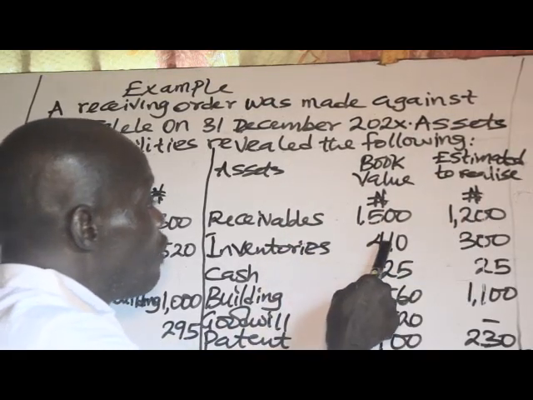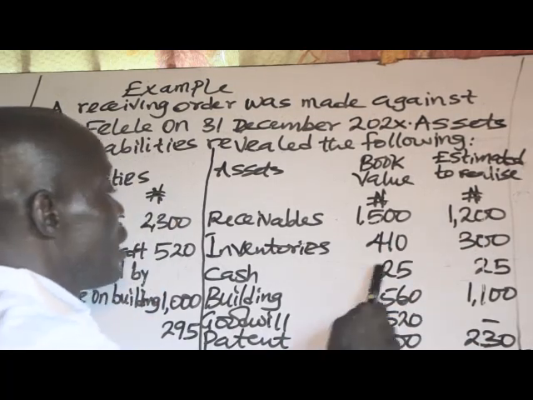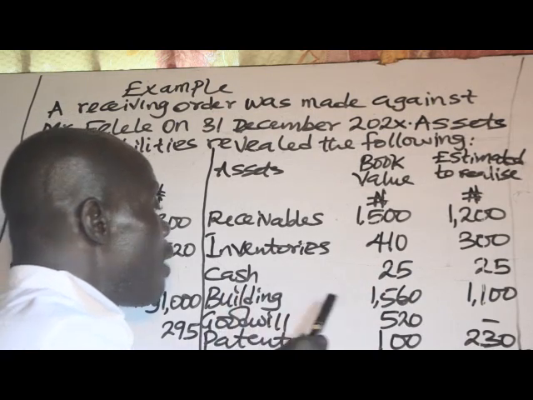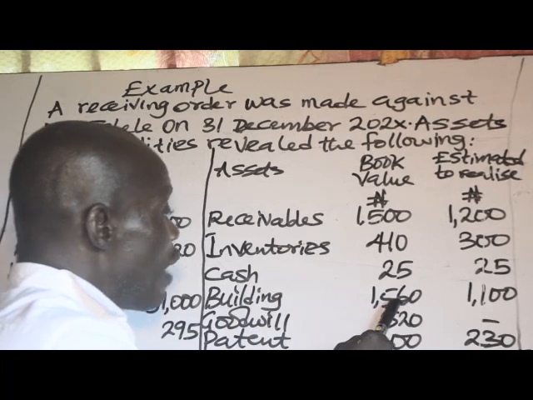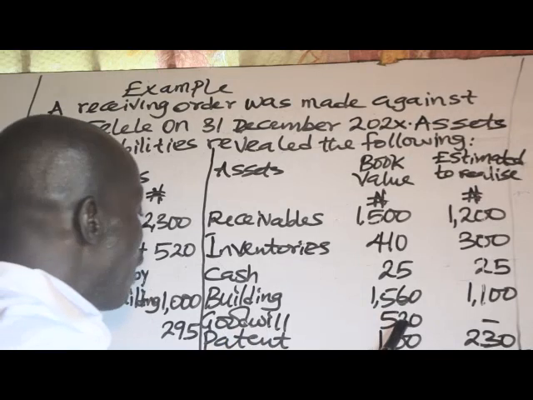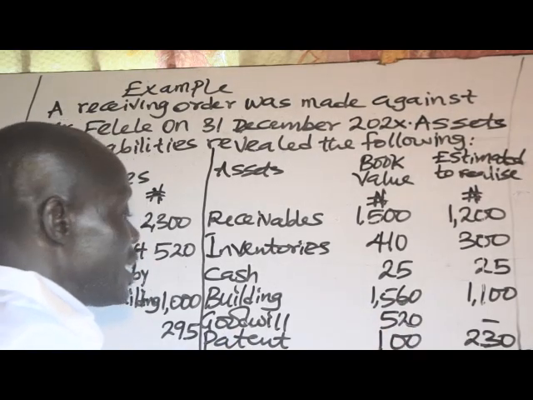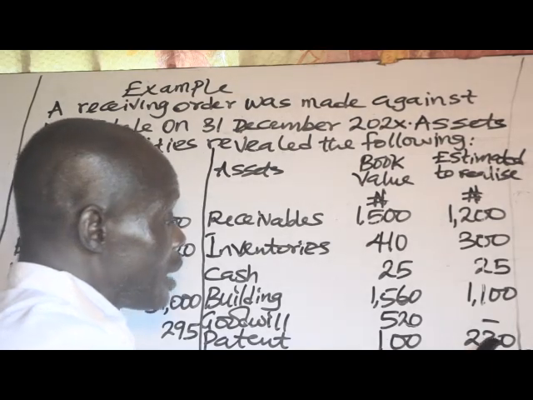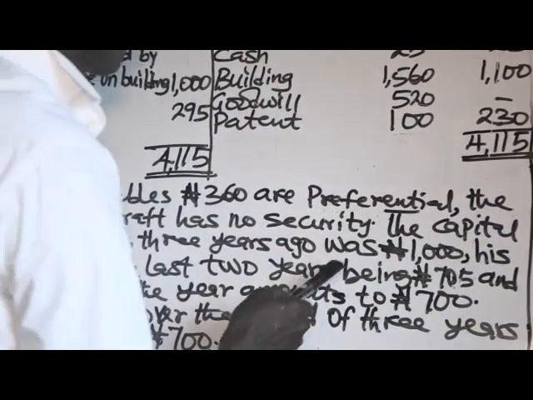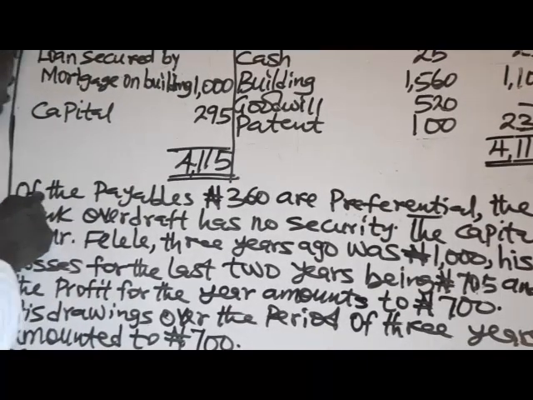Inventories of 410, the book value, the realizable value of inventory is 300. Cash of 25 for book value and realizable value respectively. Building of 1,560 as the book value with the realizable value of 1,100. Goodwill with the book value of 520, realizable value of goodwill is nil. Patent, the book value is 100, the realizable value is 230. The total is 4,115.